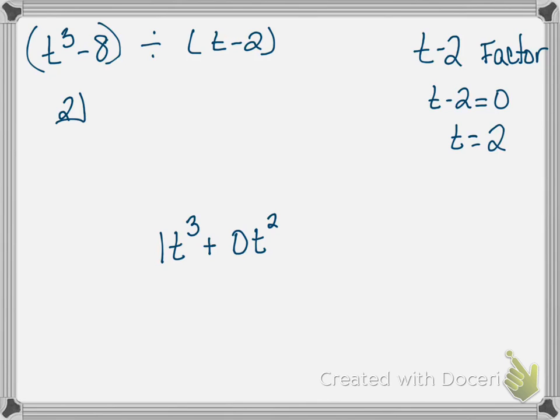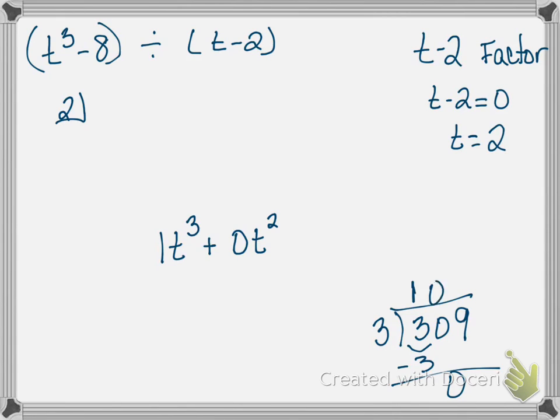So if I had 3 going into 309, 3 goes into 3 one time, and I bring down a 0. How many times does 3 go into 0? So I have to put a placeholder there, right? It's kind of the same thing. So I've got to have that 0 t squared.